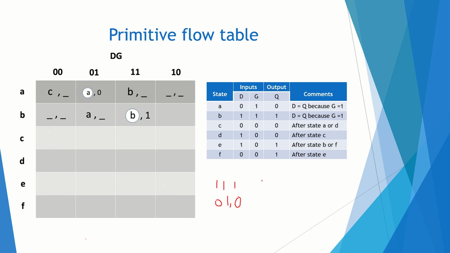Now again let us see. Inputs are 1 1, this is the B state, and then it goes to 1 0. So G is 0 here, and whatever value the output has is maintained. So output is 1. I have to see which state is here: 1 0 1. It is state E. So E comma dash.